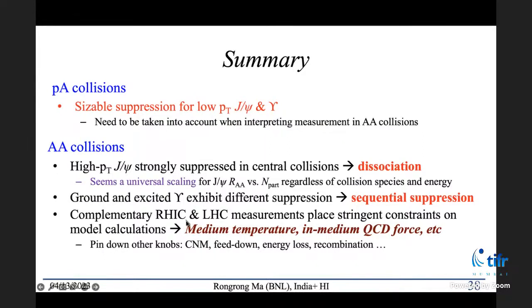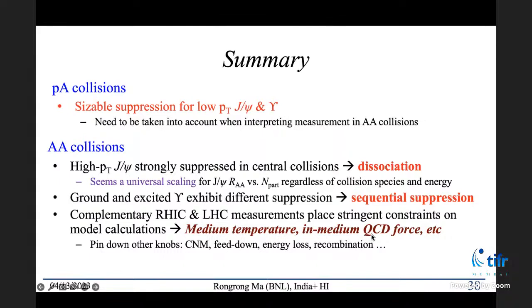Of course, we can also compare RHIC and the LHC measurements to place very stringent constraints on model calculations. But as I said earlier, there are so many other effects going on, and I'll list some of them here, like cold nuclear matter effect, feed down, regeneration, things like that. That's why I think the field is slightly moving away from using quarkonium as a thermometer, because it's really hard to directly read off the medium temperature. Even though all these effects still have some connection to the temperature, it is an indirect connection.